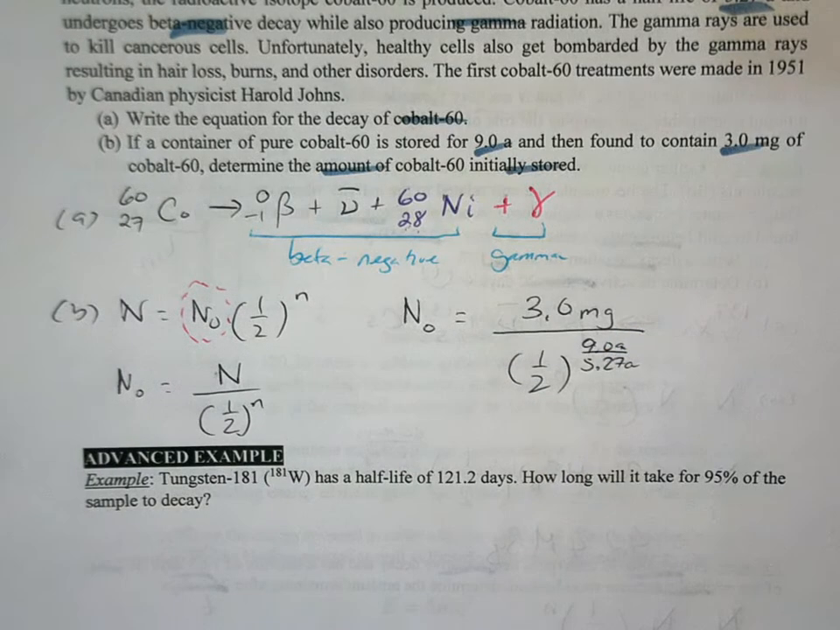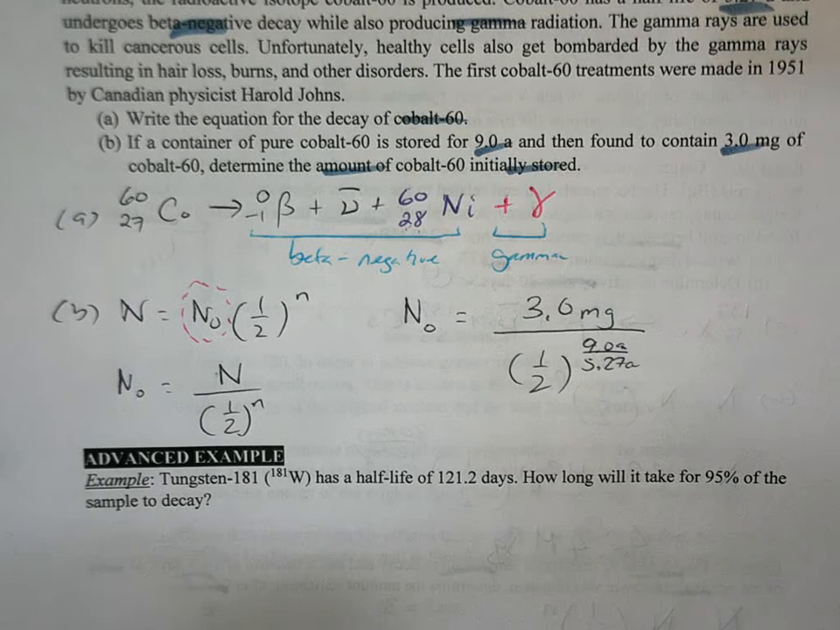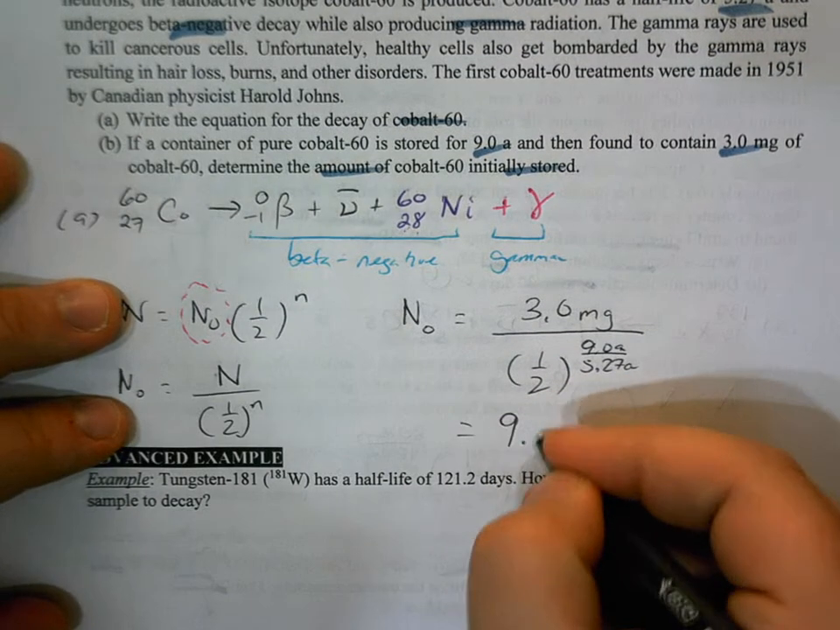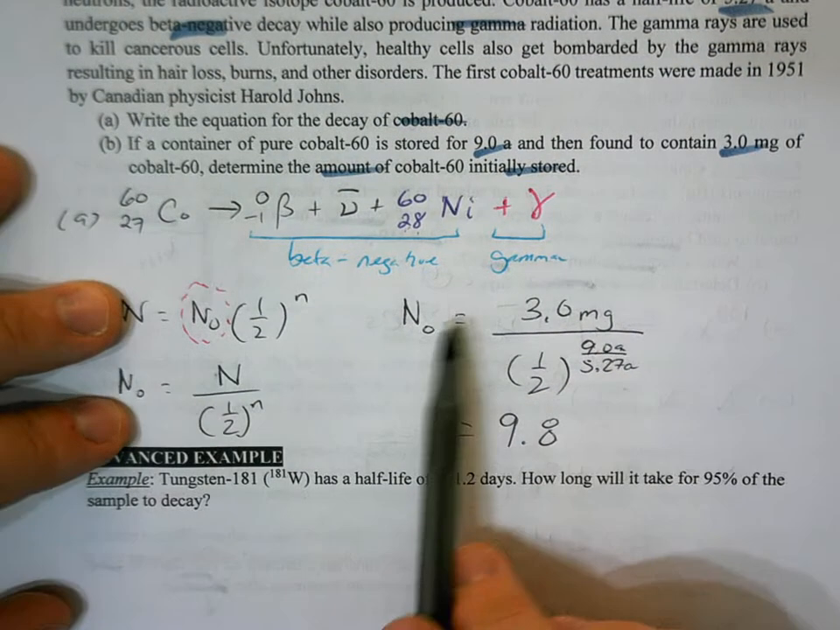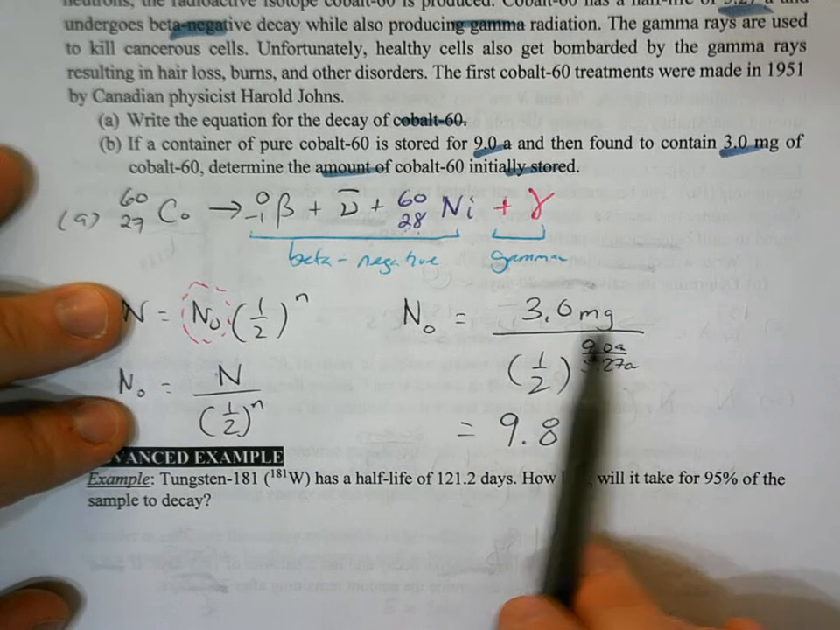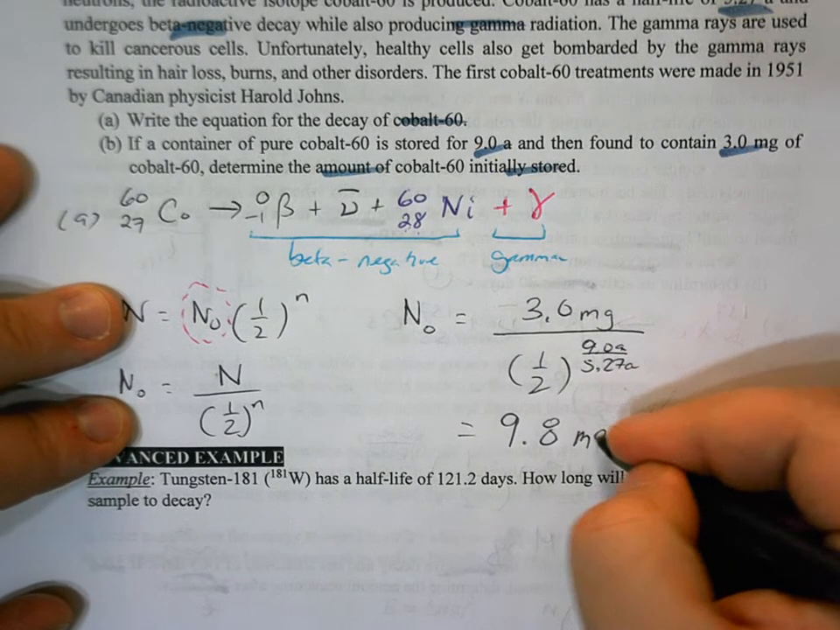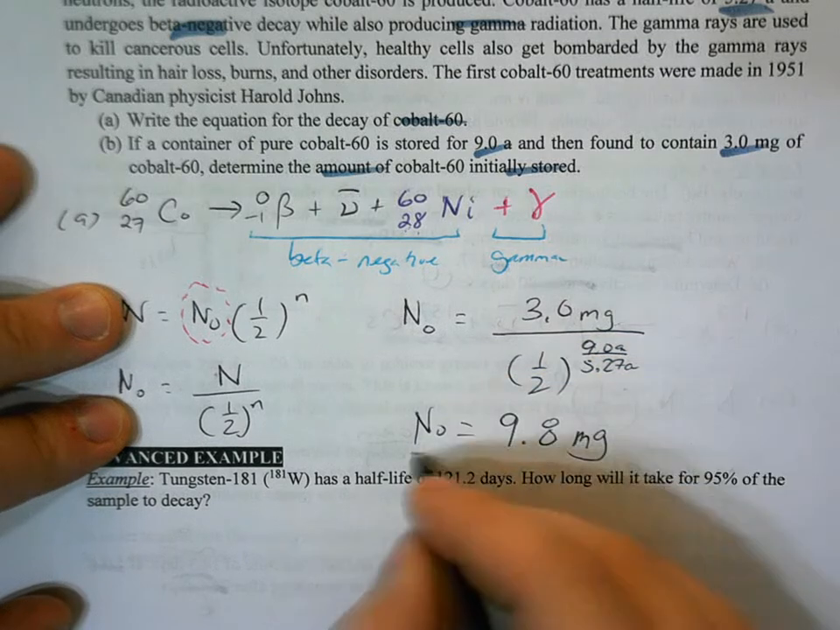All right, lots of places that mistakes can be made. Let's be really careful with this. So let's see what we got. We're going to have 3 divided by this. So we're going to get about 9.8. And then the units of N0 and N have to be the same. So if this is in milligrams, this also has to be in milligrams.